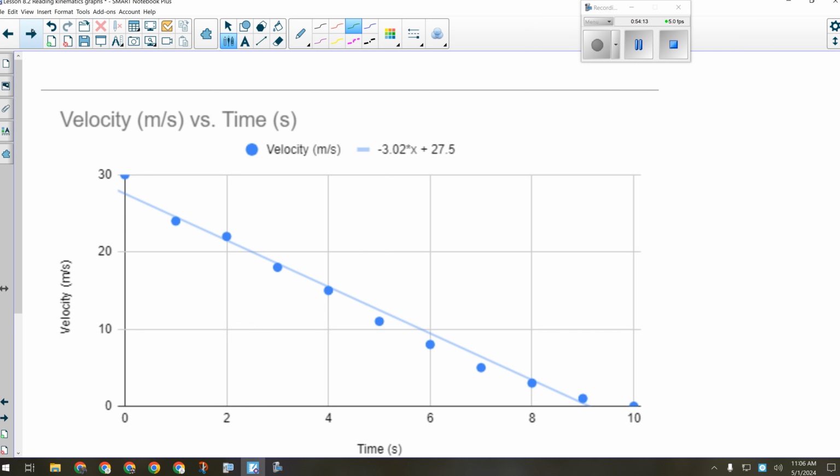All right, I'm going to give you guys, let's say, a 3-minute break here in the classroom, and then we're going to talk about this graph. All right, what's this object doing?